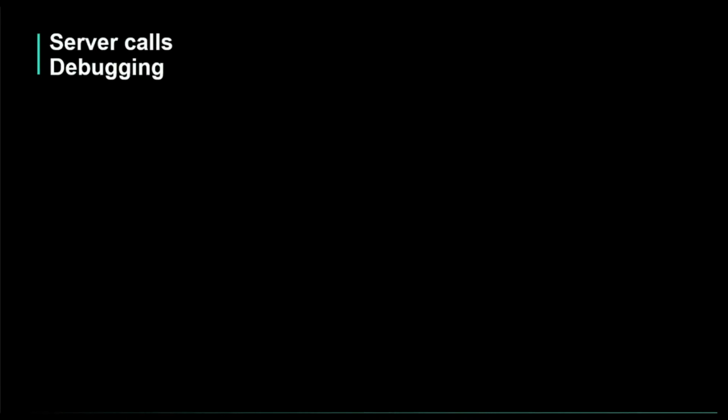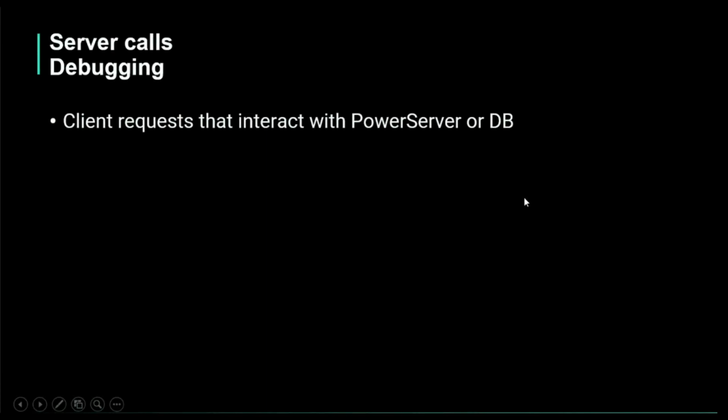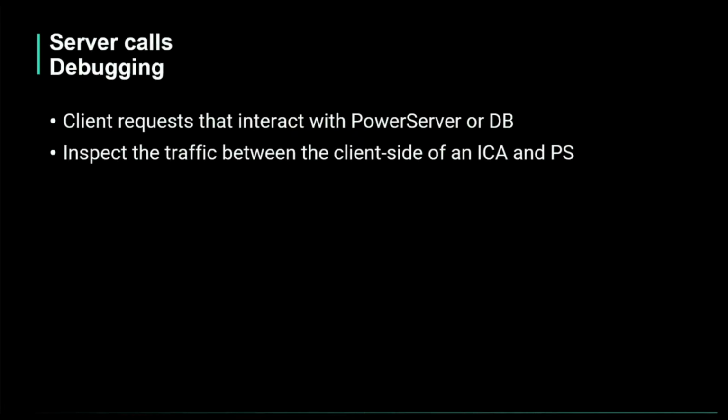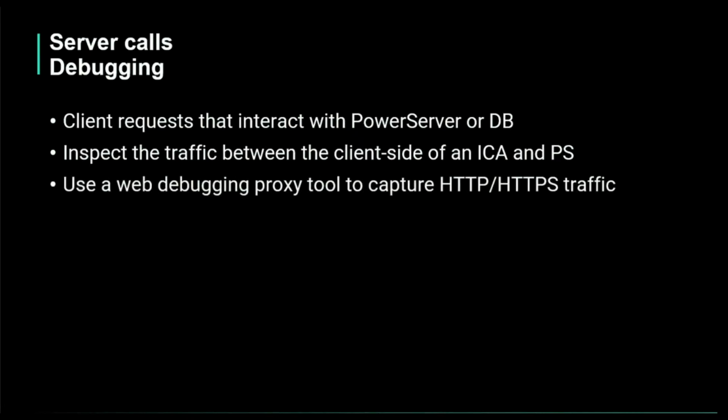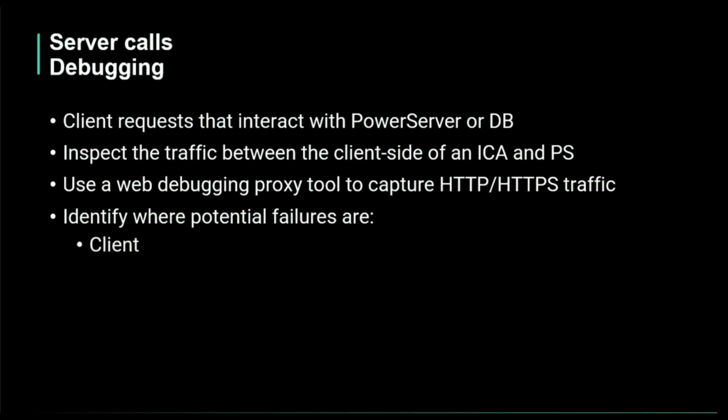Server-side debugging consists of identifying client requests that interact with PowerServer or the database, and inspecting the traffic between the client side of an ICA and PowerServer. Use a web debugging proxy tool to capture HTTP and HTTPS traffic between the client and the server, and identify where potential failures are, whether they originate from the client or the issues are on the server or the PowerServer REST API services.